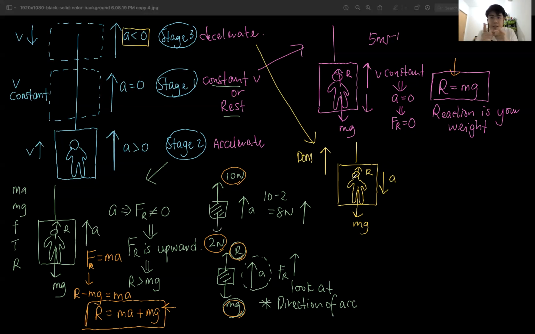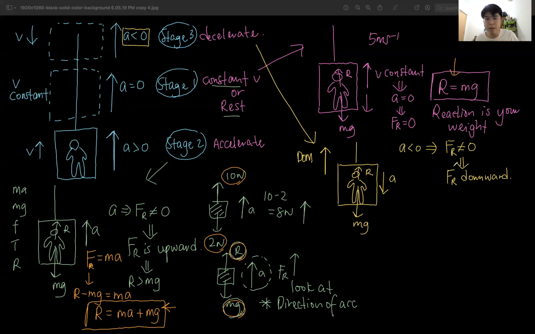If your acceleration is in the same direction as the direction of motion, you are accelerating. If it's different, then you are slowing down. So that means here acceleration is negative. Do we have resultant force? Yes. So resultant force is not equal to 0. Where is the direction of resultant force? Same as the acceleration. So resultant force is downward.